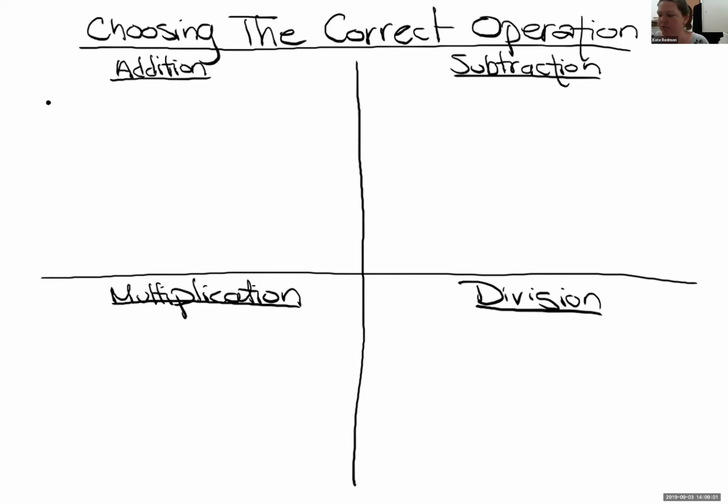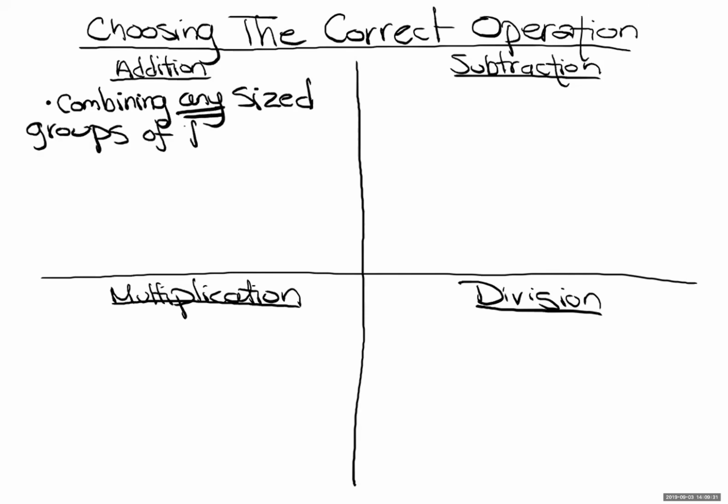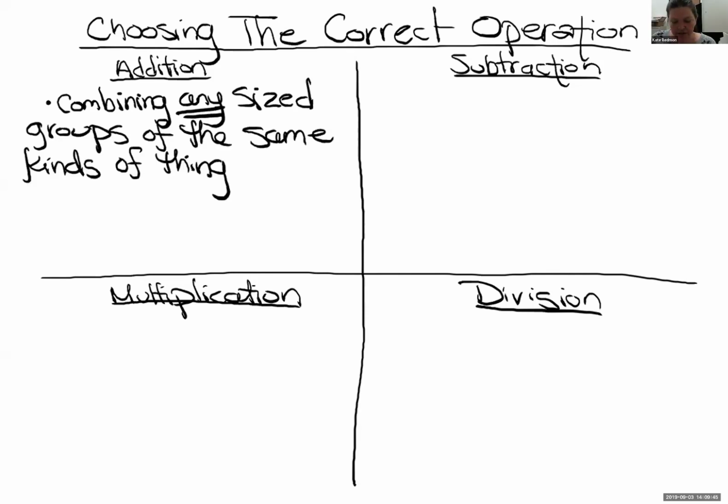Anybody else want to give it a try? What are you doing when you add? To combine. I love that. Absolutely. Adding is combining. Now, this is super important. Any sized groups of the same kinds of things. I love what Ashley said. She said that we were combining groups.